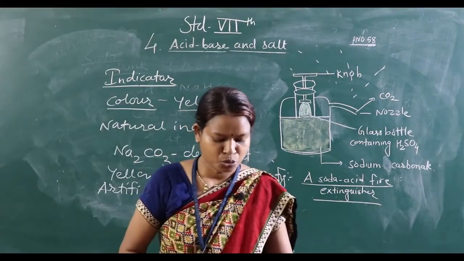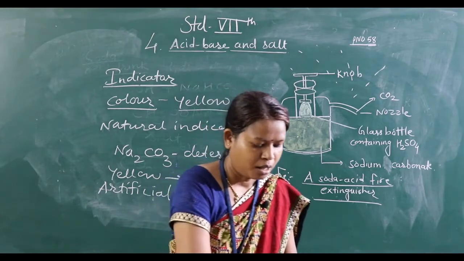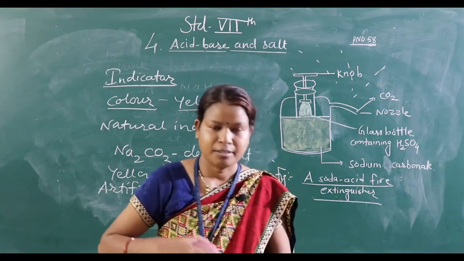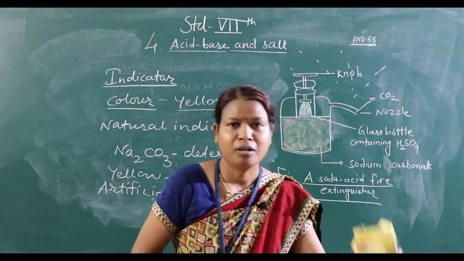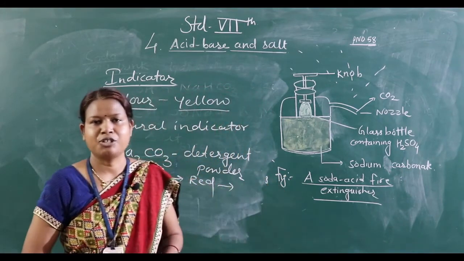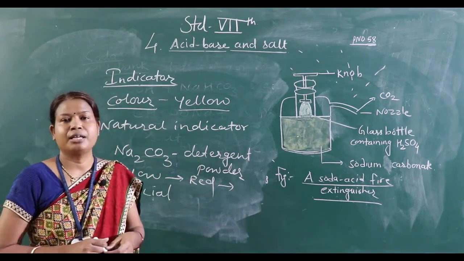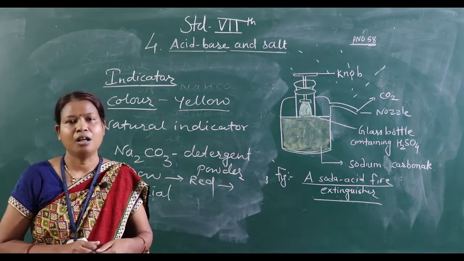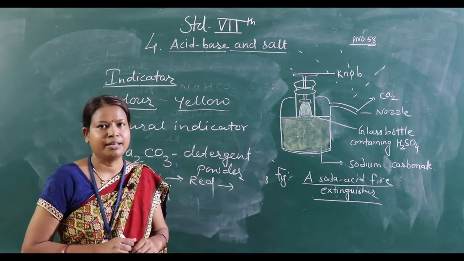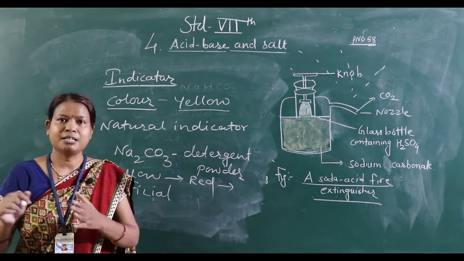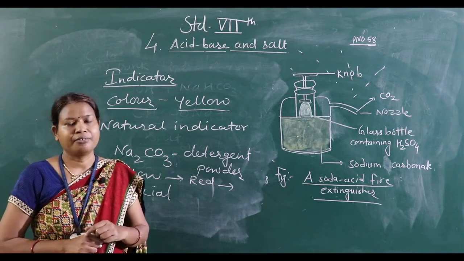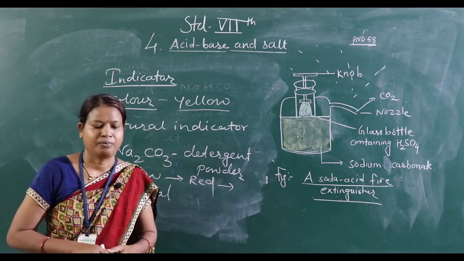So students, similarly like this detergent powder, I have this salt also. This is called common salt. This sugar also, baking powder, all these are natural products present at our home, and by using these we can conclude whether the substance is acidic or basic in nature. Indicators are nothing but color-changing substances. They are the chemicals which change color when they come in contact with acid or base. Okay, thank you, students.